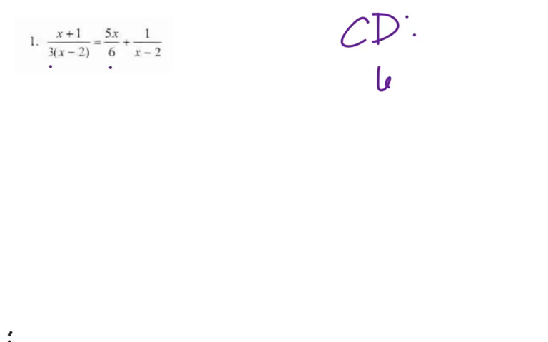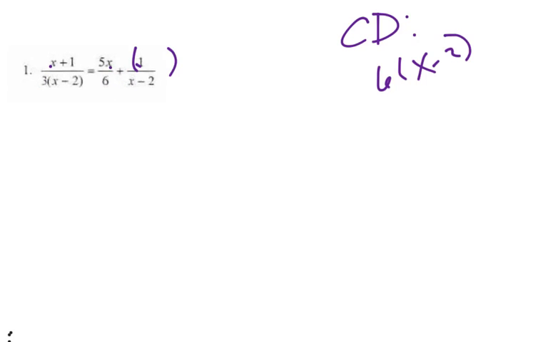Then you add to it any sets of parentheses that you ever run across. So x minus 2 has to be a part of it. And then we've already dealt with the 6. And then for the x minus 2 and the last one, we've already written it down. So 6 and x minus 2 is going to be your common denominator.